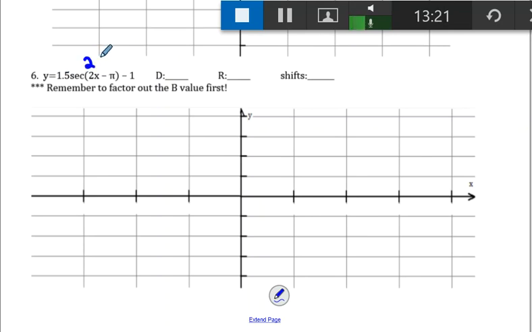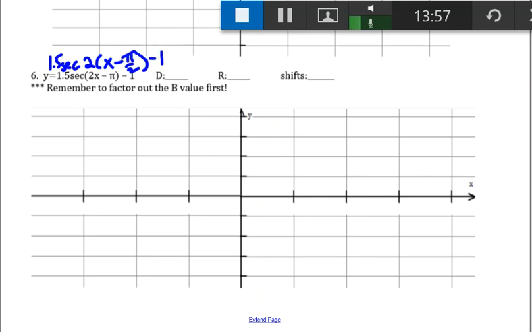So if I want to take the 2 out, I would have 2 times x minus... What do you mean by it's not factored out? Do you see how the 2 is not outside of the parentheses? x minus pi. Okay. All right, so what do you guys think of that? x minus pi over 2. If I distributed the 2, would it get me back to where I was before? Yeah, but I don't want to distribute the 2. I want to leave it factored so that I know how much my c is. Minus 1. So 1.5 secant, 2 parentheses x minus pi over 2, minus 1.